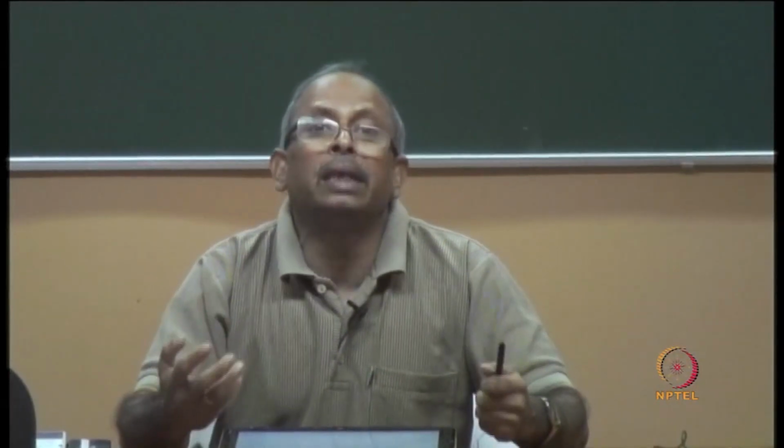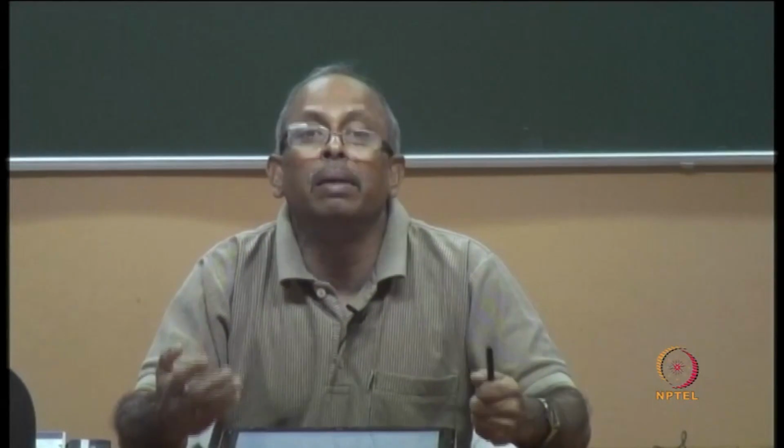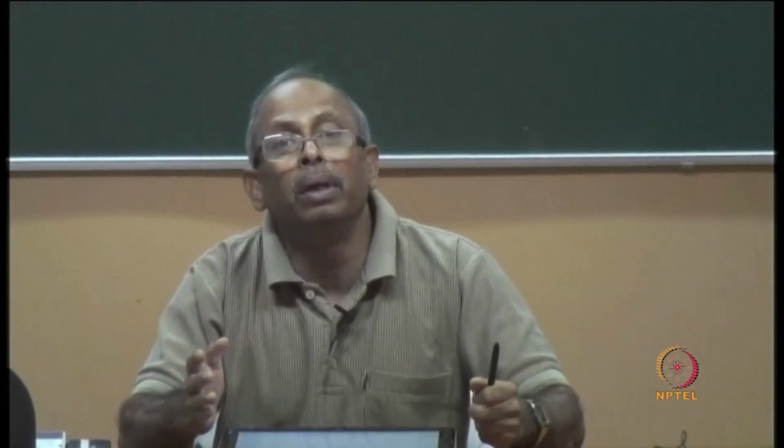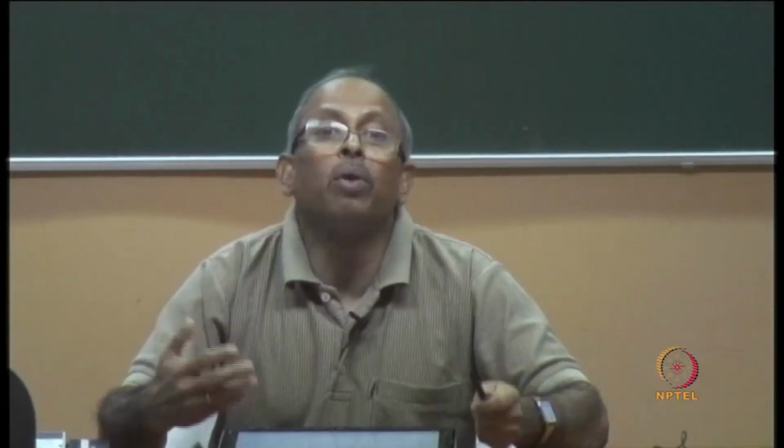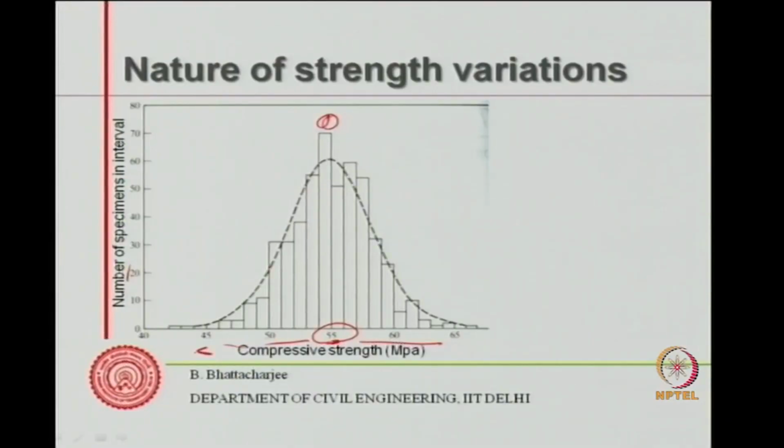And statistics tells us from the central limit theorem that in such a situation a random variable which depends upon a number of random variables will vary normally. That means it will exhibit a bell-shaped curve as shown here. The strength, although I want it to be 55, will actually vary from 45 to 65, or 43 to 67, and therefore there is a range over which it varies.